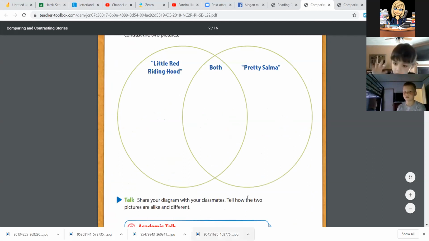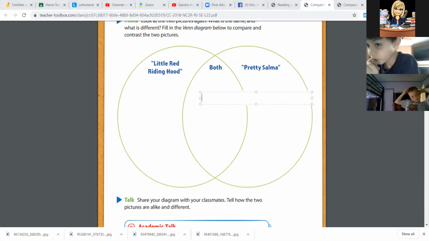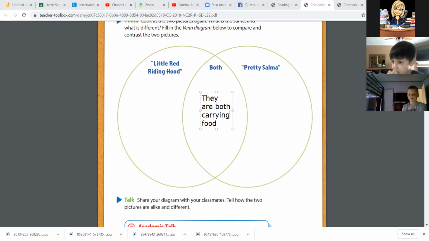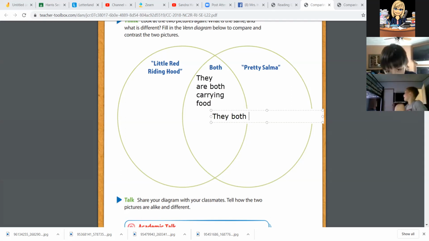So let me get the text box. They are both carrying food. All right, what else did we say? What else did they have in common, Alex? They both had skirts.